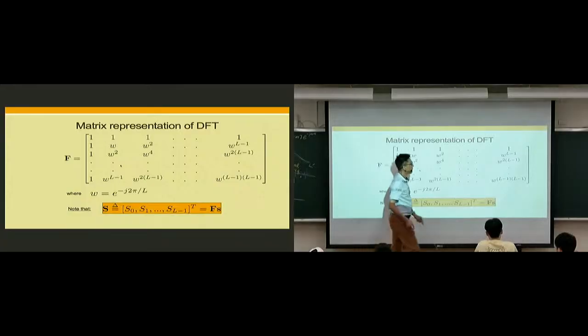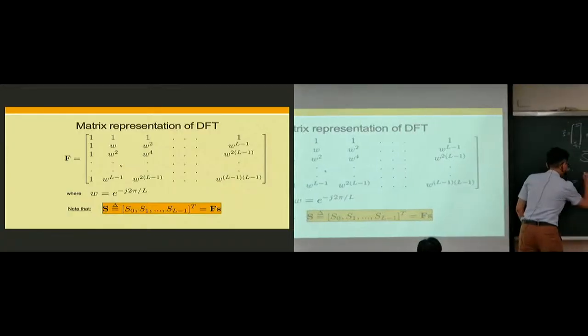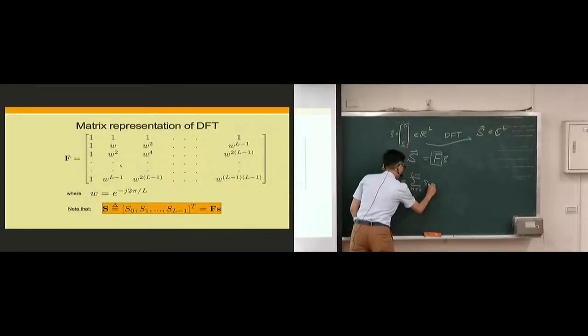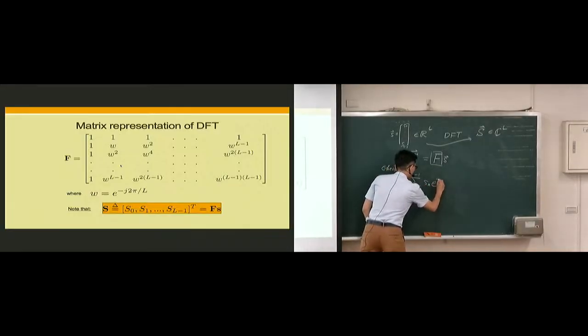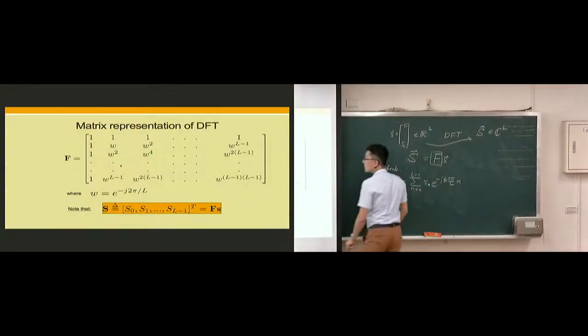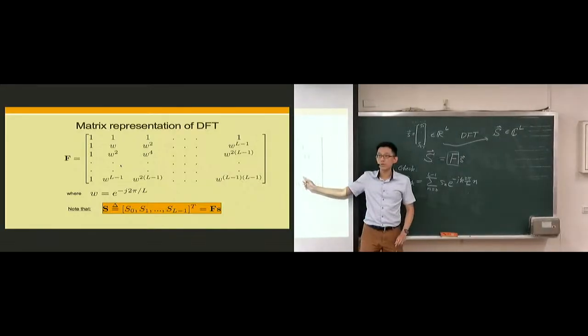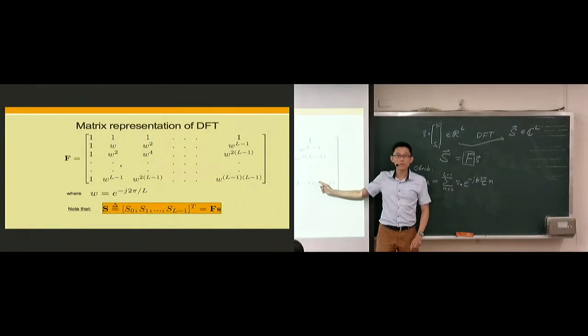And so to compare, you just check: do we really have s_k equals the summation over n from 0 to L minus 1 of S_n times e to the minus j k 2 pi divided by L times n, right? Yeah. So take a look. This is our original definition, and this is the matrix representation. They are saying the same thing, basically.